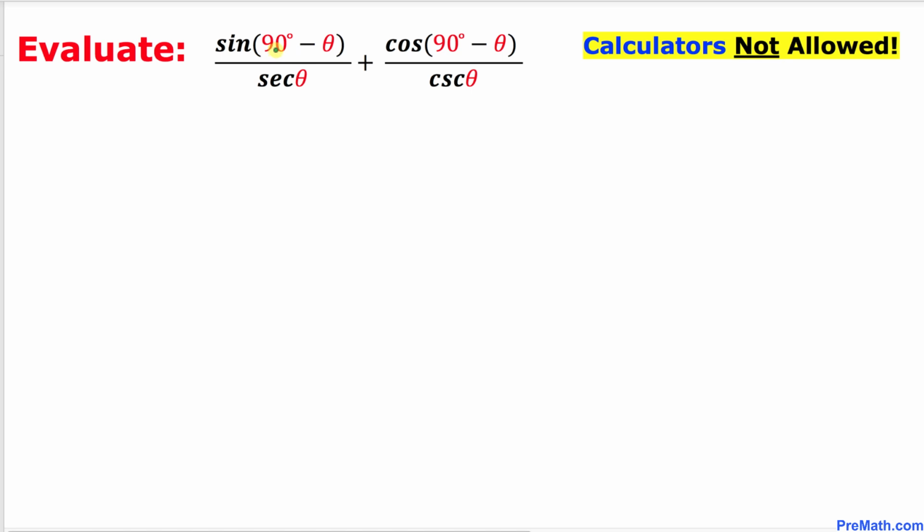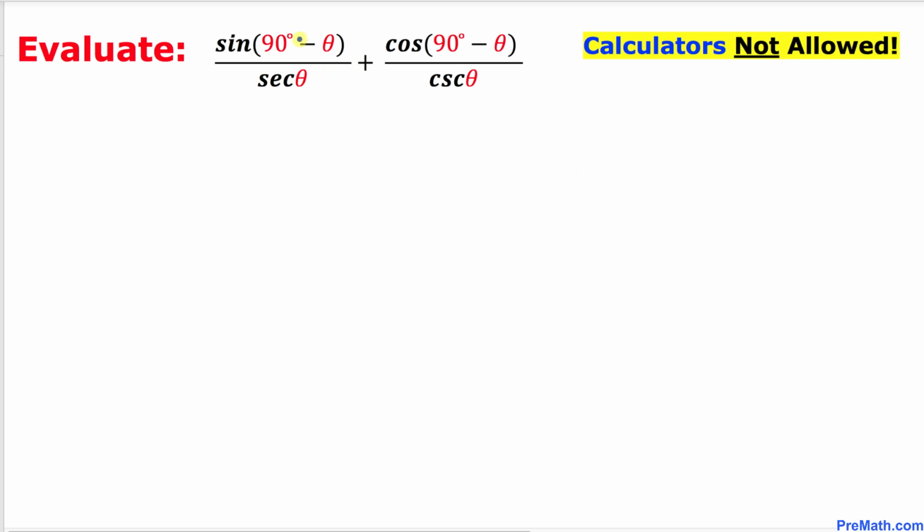In this video tutorial, we are going to simplify and evaluate these given rational expressions: sine of 90 minus theta divided by secant theta, plus cosine of 90 minus theta divided by cosecant theta. Moreover, we are not supposed to be using calculators of any kind. So let's go ahead and get started with the solution. And here's our very first step.